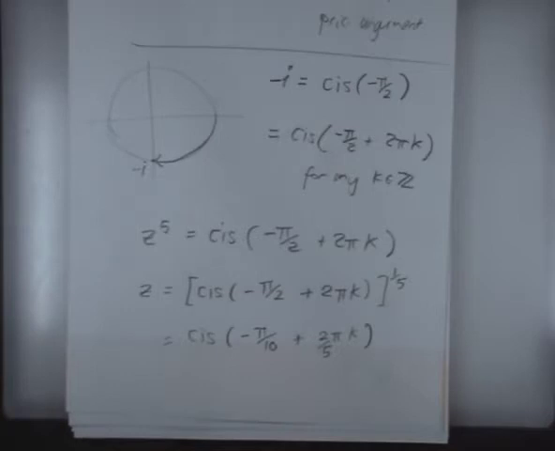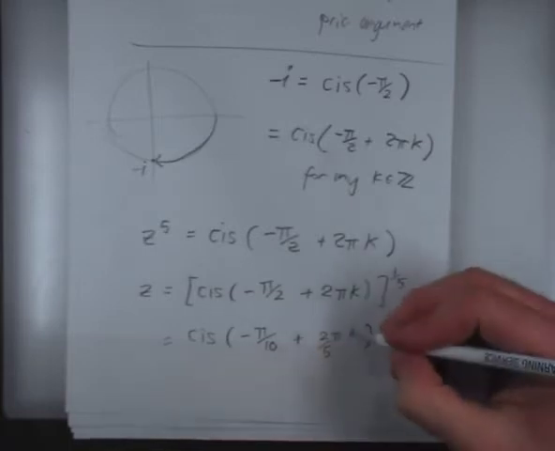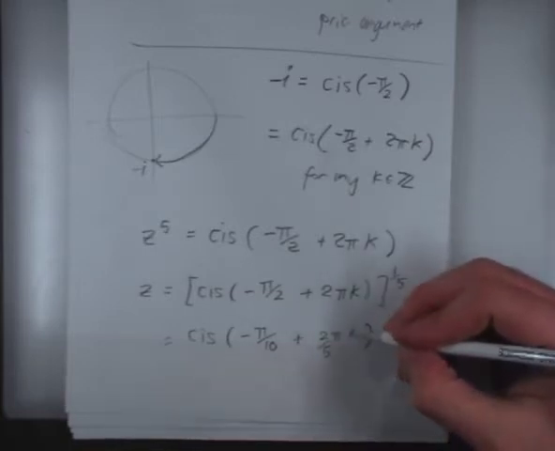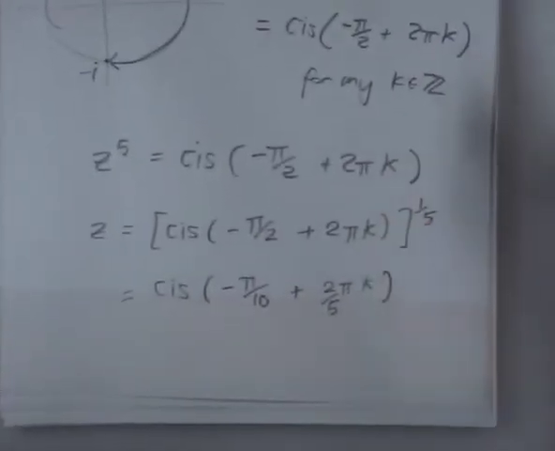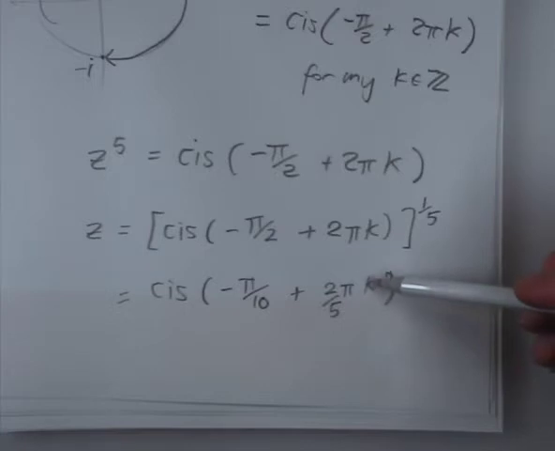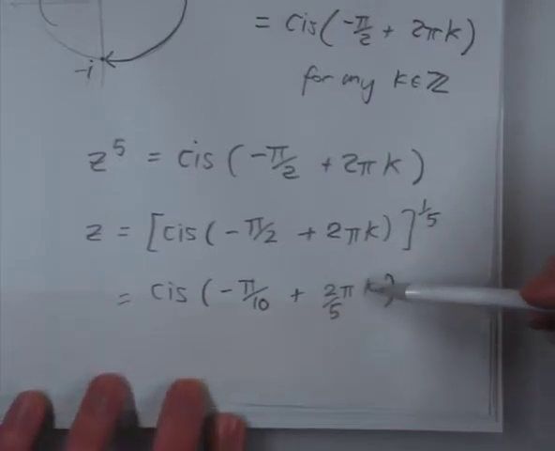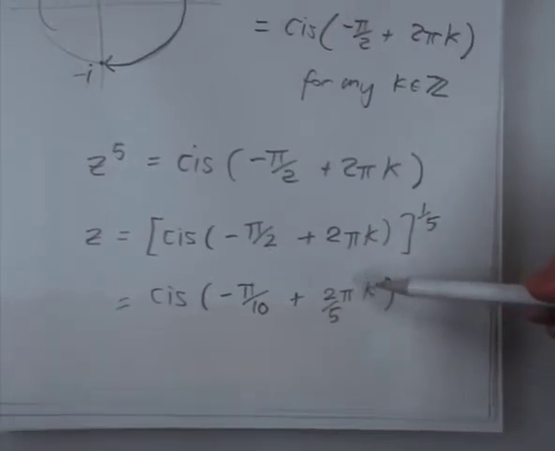All right, but notice that if k is a multiple of 5, if k is, say, 5, I'm going to get 2 pi, and adding 2 pi to the angle doesn't change what the complex number actually is, because going around another 2 pi gets you to the same place. So I can choose k to be any number, as long as I only need to choose 5 different options for k. So k is a whole number.